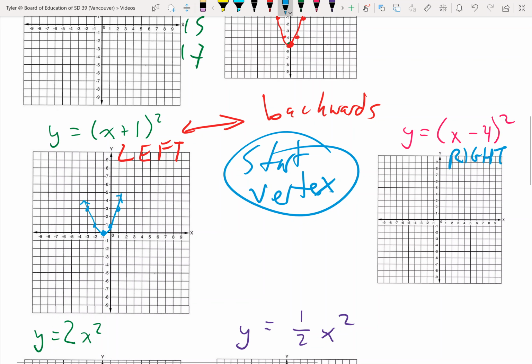Okay? For this one, instead of starting at 0, 0, I go 4 to the right on my vertex, over 1, up 1, over 1, up 3, mirror points. Done.